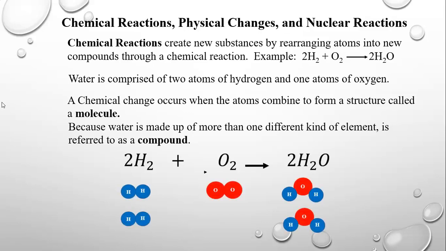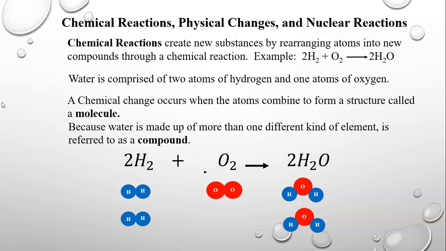So let's take a look at this. This is that reaction, and this is what's happening in terms of a diagram. This is called a particulate diagram. It's just a picture of the chemical reaction as it's taking place. So let's look at this.